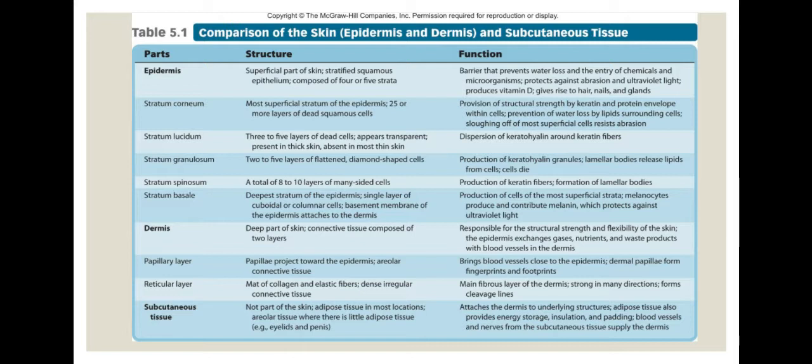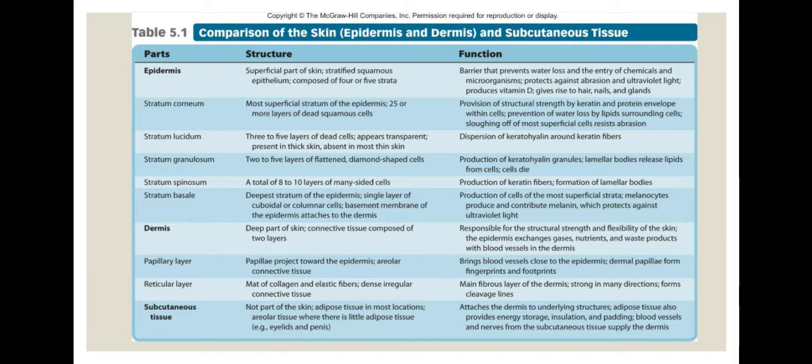That's the part you see when you're looking at skin on a person. And again, it's that barrier to prevent water loss. It's protection against abrasion and microorganisms entering. And it has different layers. The first is called the stratum corneum. That has about 25 or so layers of dead squamous cells on it.